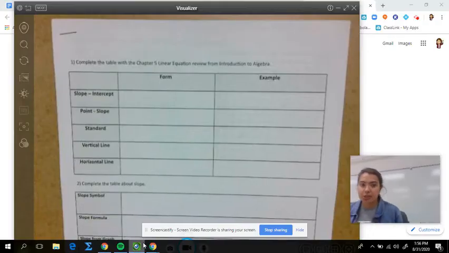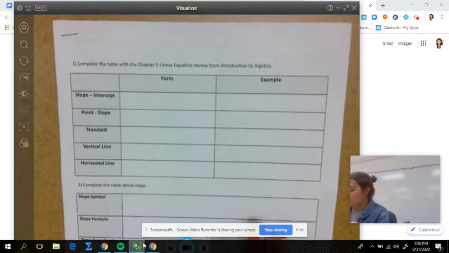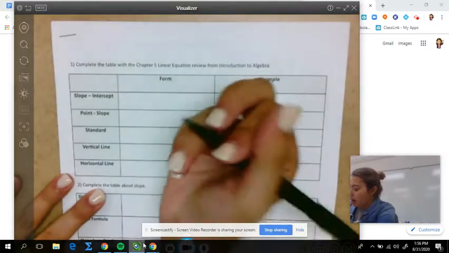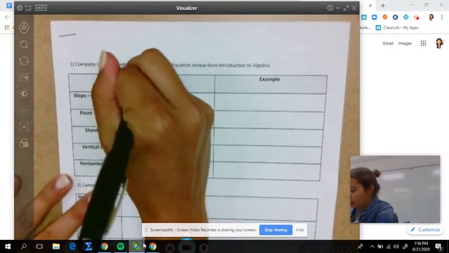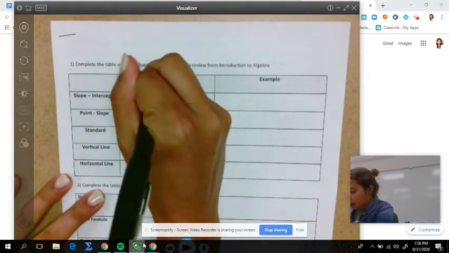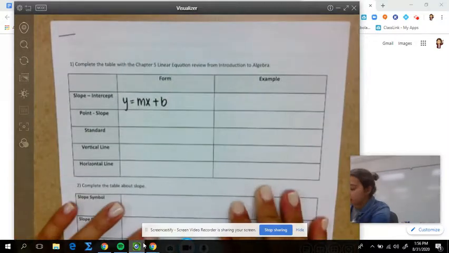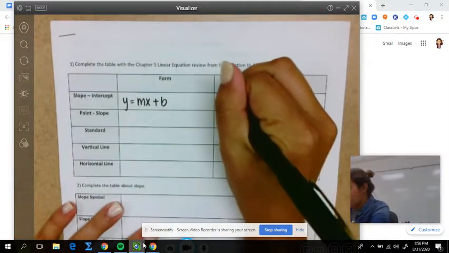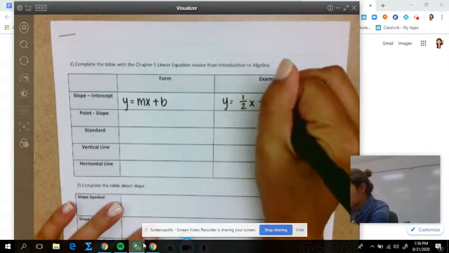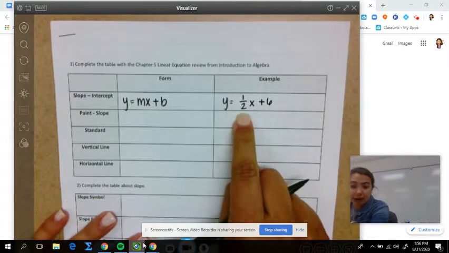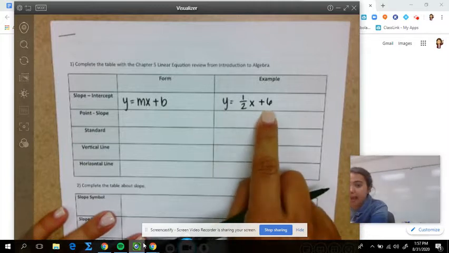So just a few things to recap from this week. The forms that we have been dealing with, especially with linear equations, are slope-intercept form, y equals mx plus b. A great example of that is y is equal to 1/2 x plus 6, where 1/2 is our slope, rise over run, and 6 is our y-intercept.